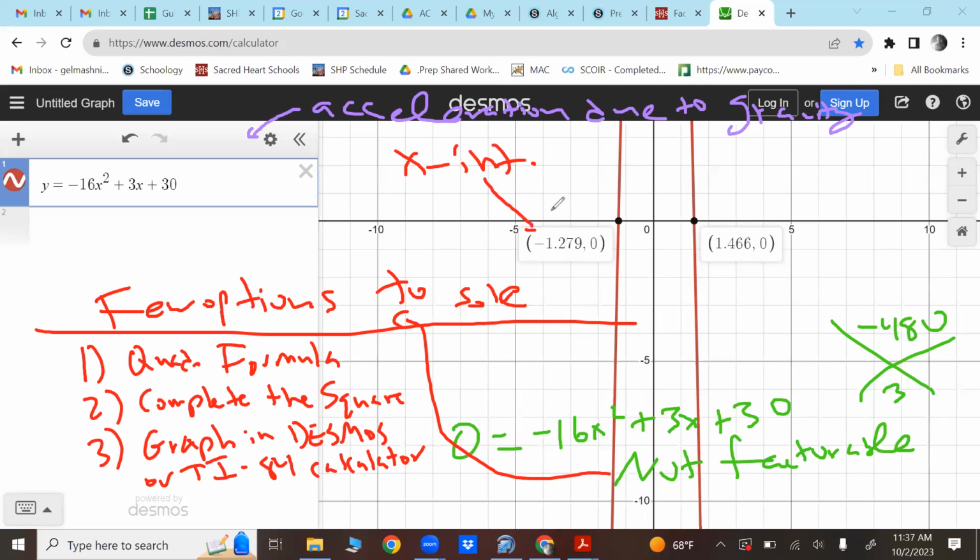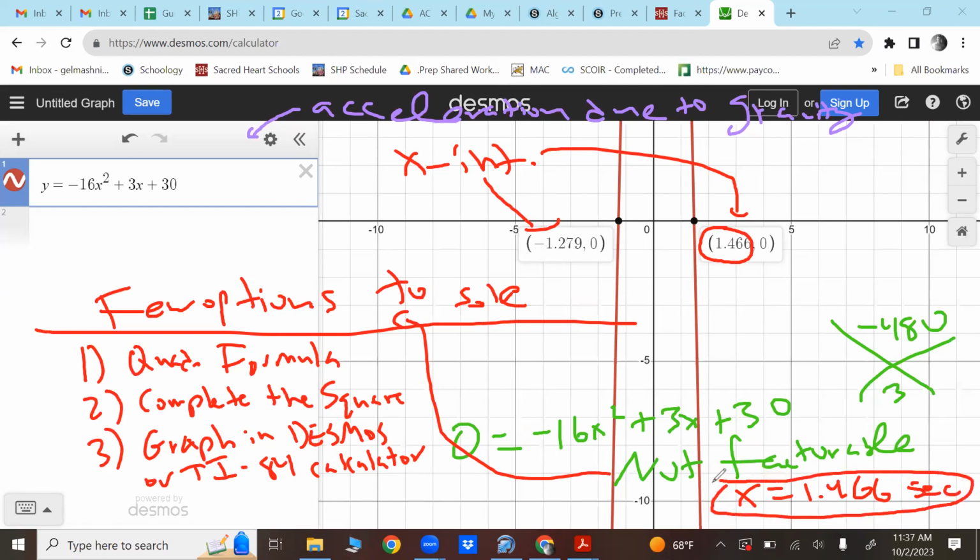One of them is negative. That makes no sense. That's your answer, guys: 1.466. So it takes 1.466 seconds to hit the water, which kind of makes sense. If you jump off a bridge, and we hope it's not too high and you can swim. Maybe you're in Yosemite or somewhere in a national park where you do this. It takes a little less than 2 seconds to hit the water.